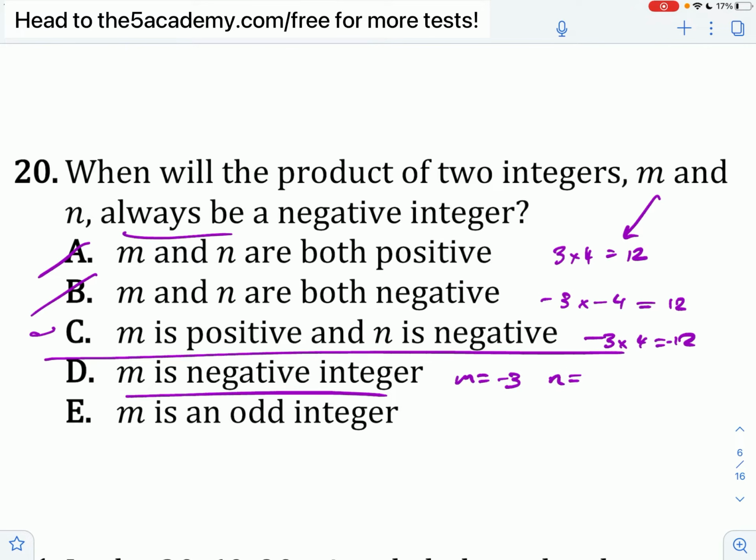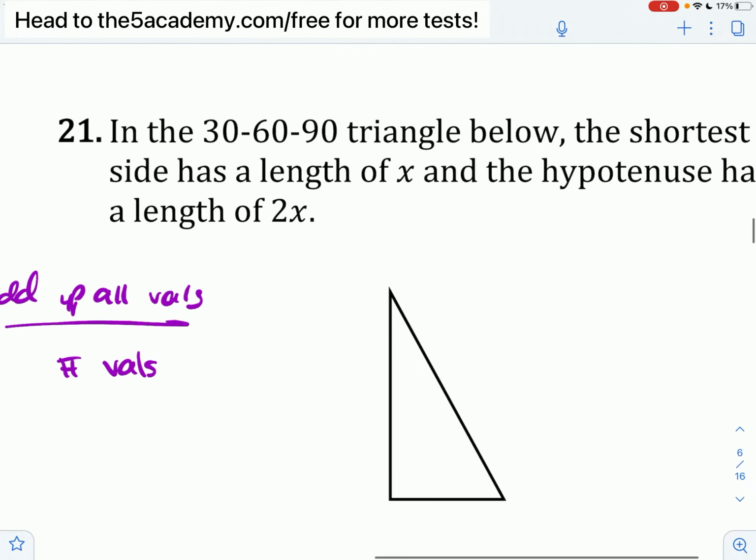N, however, if n is also negative, then this will work. But if n is positive, such as n equals 5, this will work. But if n is negative, then this doesn't work because you end up in the same case as B. Okay, so this doesn't always apply because there's still a case for n where it messes it up. M is an odd integer. Odd and even has nothing to do with this. You can come up with m equals 3, n equals 2. You end up getting 6. It's not negative, so that's how that works.